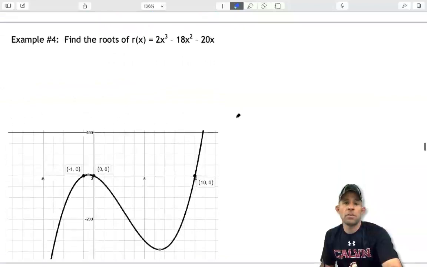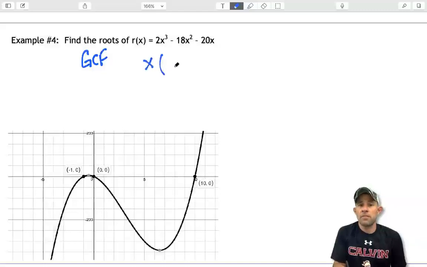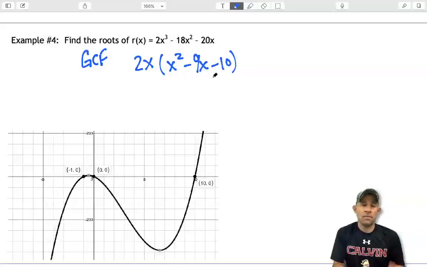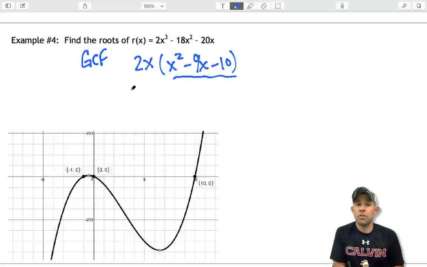It says to find the roots of this polynomial r of x, and you see here we have this trinomial. It looks like we can factor first. So let's factor out using GCF. I'm going to actually factor out a 2x. So I'm going to be left with x squared minus 9x minus 10. Now again, I have this trinomial inside the set of parentheses. I can factor this trinomial further, and that turns into 2x times x minus 10 times x plus 1.